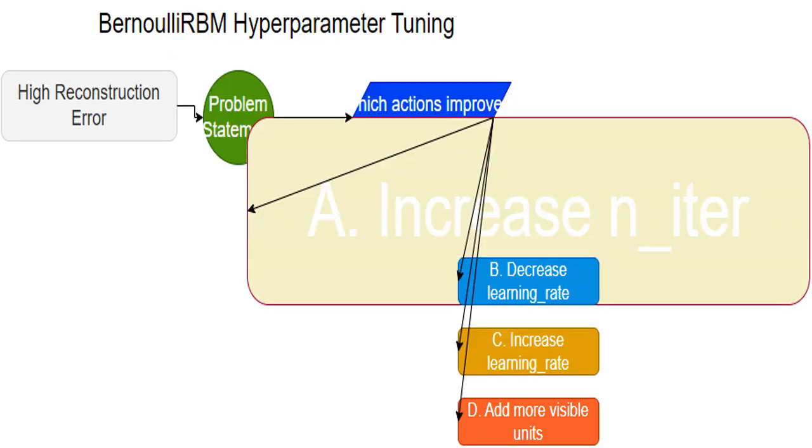n_iter is the number of training iterations. More iterations give the model more chances to learn. Think of it like giving a student more time to study for a test. More time often equals a better score.